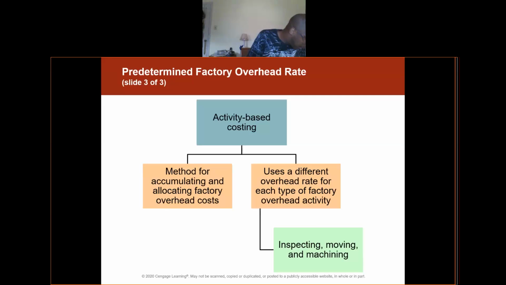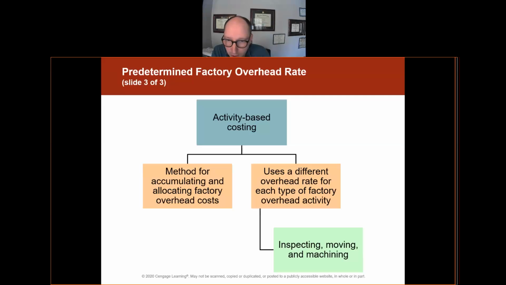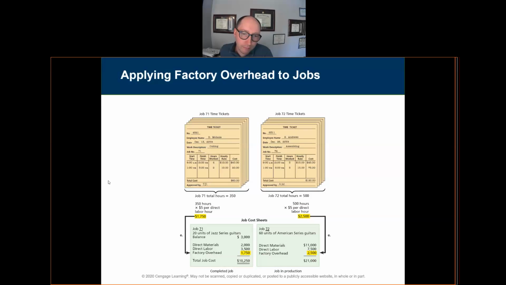And we call this activity-based costing. The method for accumulating and allocating factory overhead costs is activity-based costing. We can use different overhead rates depending on the type of factory and overhead. This would include things like inspection, moving, machining. These are all activities. We'll get into more detail about that a little bit later.